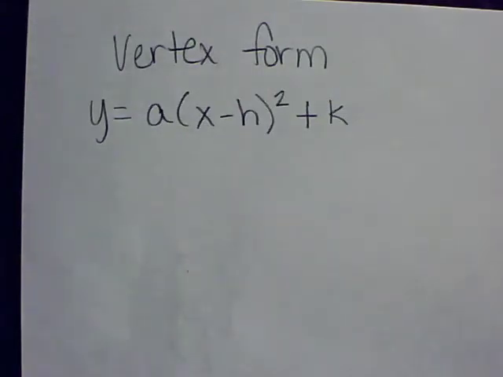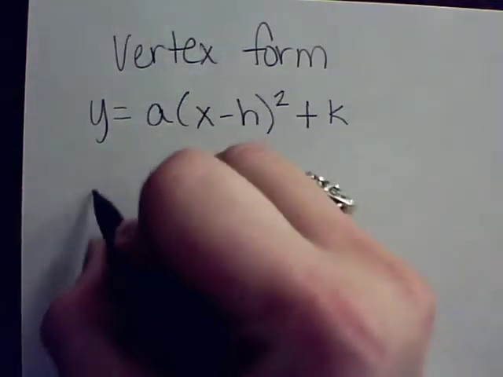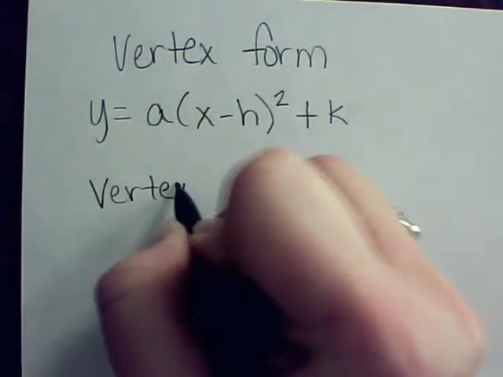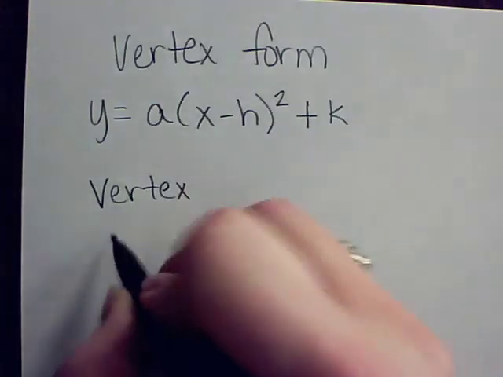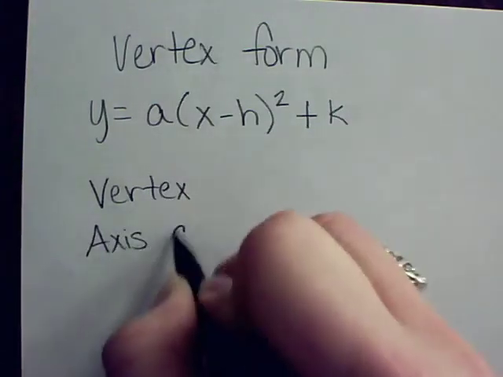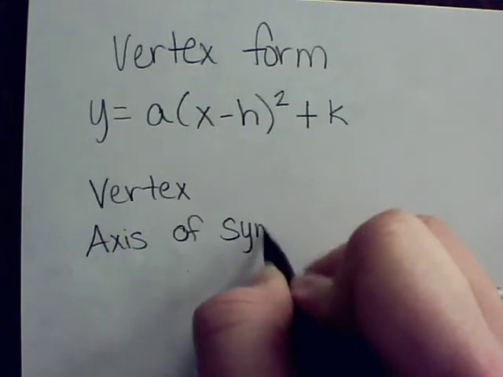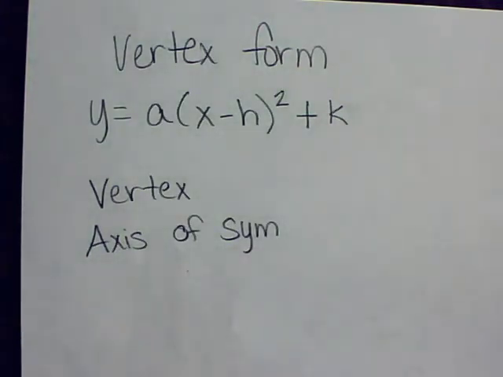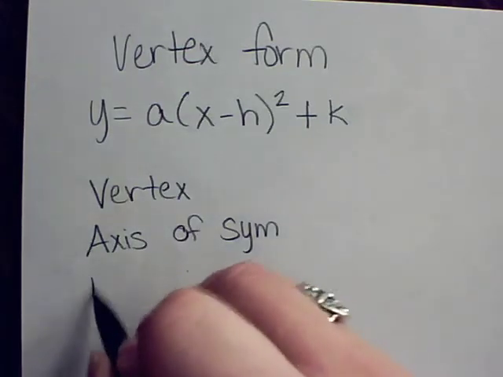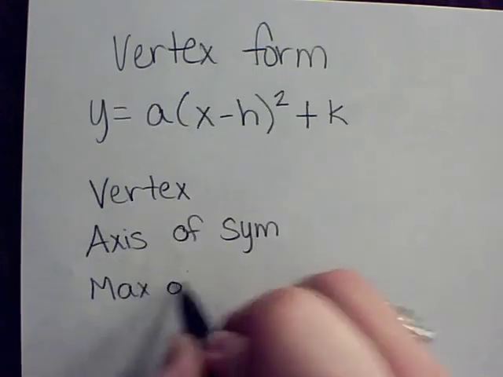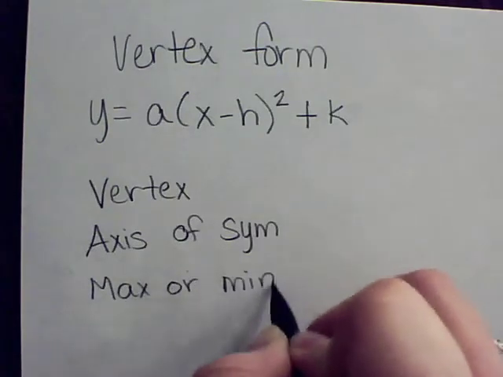So when we were looking at our problems, we needed to identify what are some things that this tells me? The vertex. What else? Axis of symmetry. What else? Domain and range. And maximum or minimum value, right?